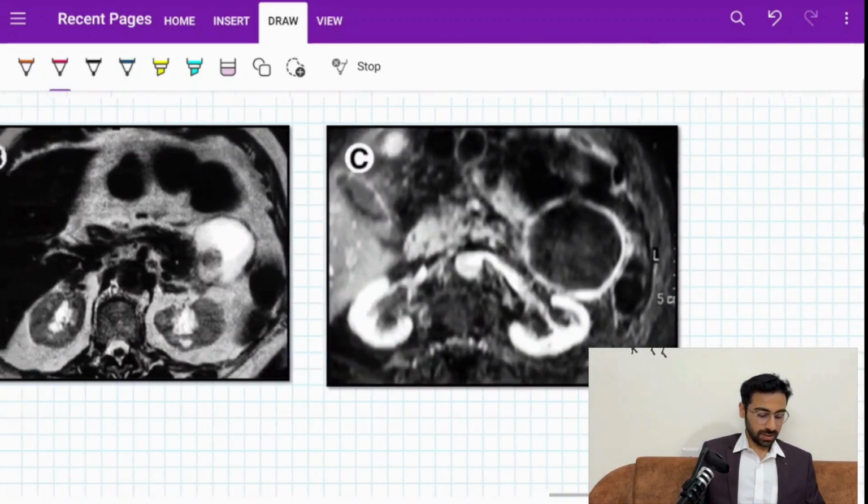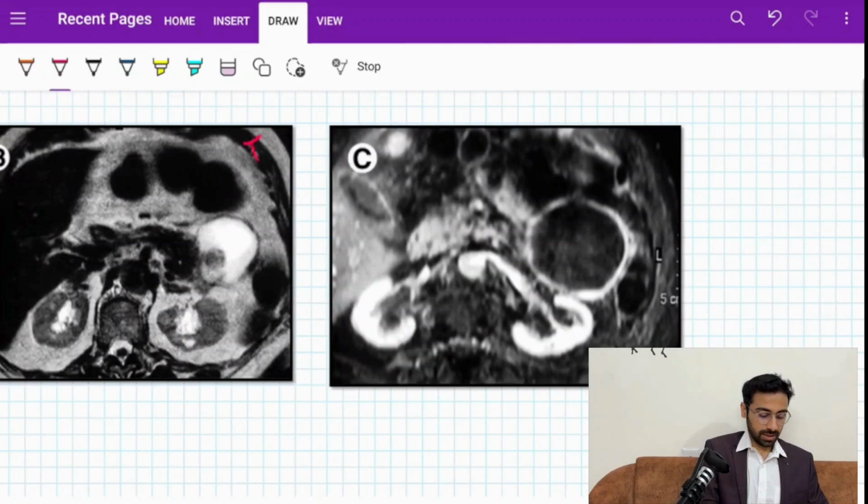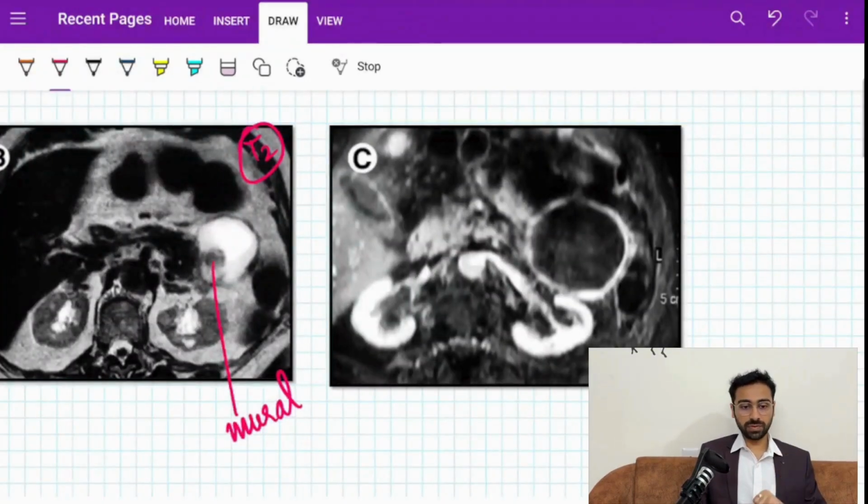Next, we can see on MRI, this is the T2 weighted image. We can see a mural nodule here. We can see that the lesion is involving the tail of the pancreas. It is showing thick peripheral rim enhancement on venous phase. Actually, I haven't included the mural nodule. That also was showing enhancement. So this is a mucinous cystic neoplasm.